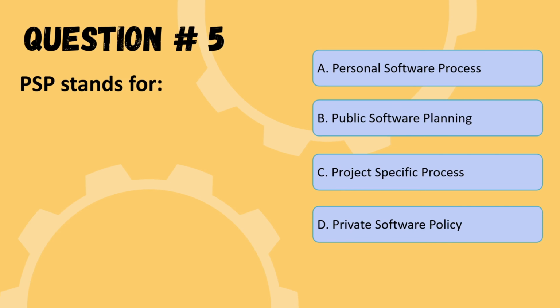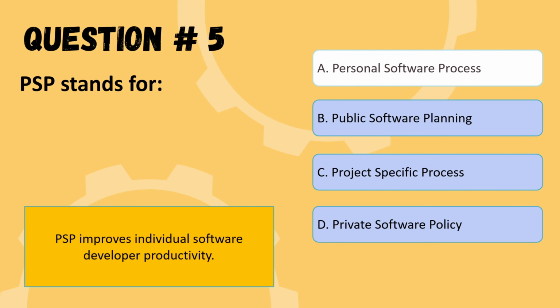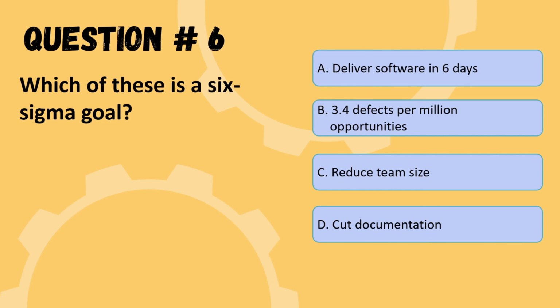So we are moving to the next question. Next question is, PSP stands for, options are personal software process, public software planning, project specific process, or private software policy. So the correct option is option A, personal software process. So we are moving to the next question. Next question is, which of these is a Six Sigma goal? Options are deliver software in 6 days, 3.4 defects per million opportunities, reduce team size, or cut documentation. So the correct option is 3.4 defects per million opportunities.